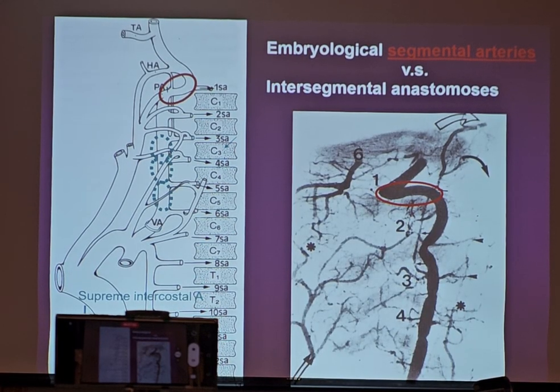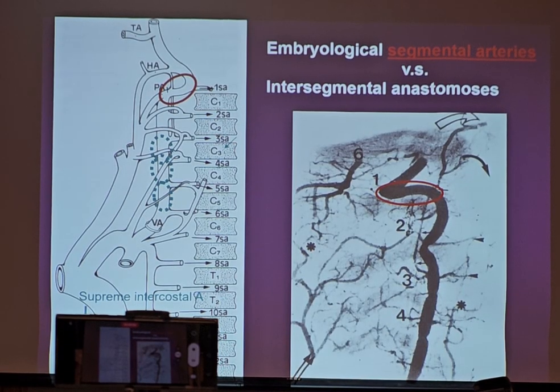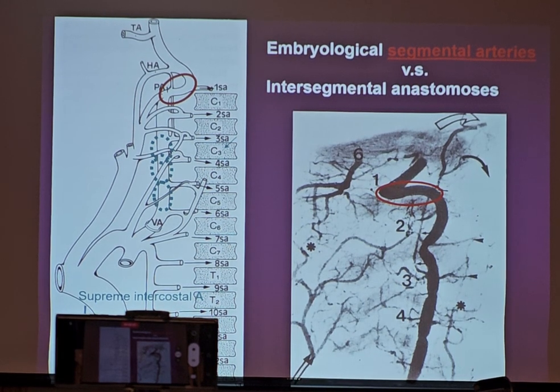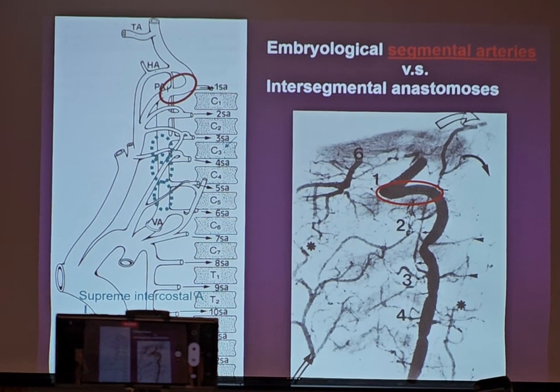In the upper thoracic level, it's the same concept. When you talk about the upper thoracic level, there are intersegmental connection arteries that we call the supreme intercostal artery, okay? And lowermost, the lateral sacral artery can be the intersegmental connection of the lower sacral segmental artery.